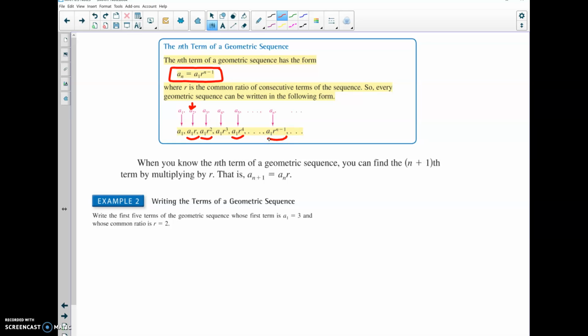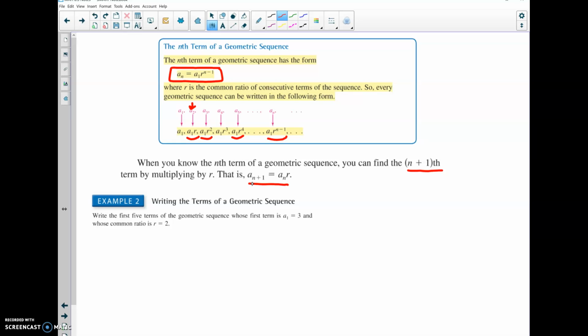And then a sub n would be multiplying one less time than the nth place. So if you're looking for the 15th term, you would be multiplying your common ratio 14 times, the n minus 1. So notice here, your n plus 1 term would give you this, because n plus 1 minus 1 will give you just n.